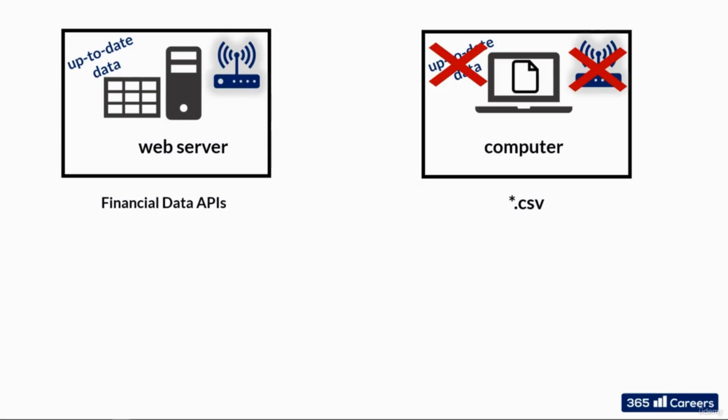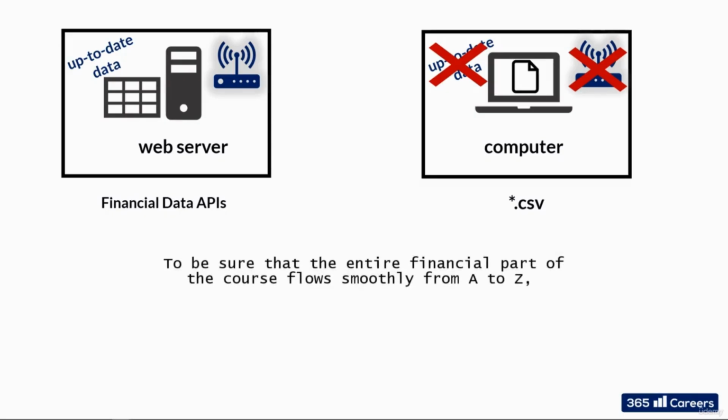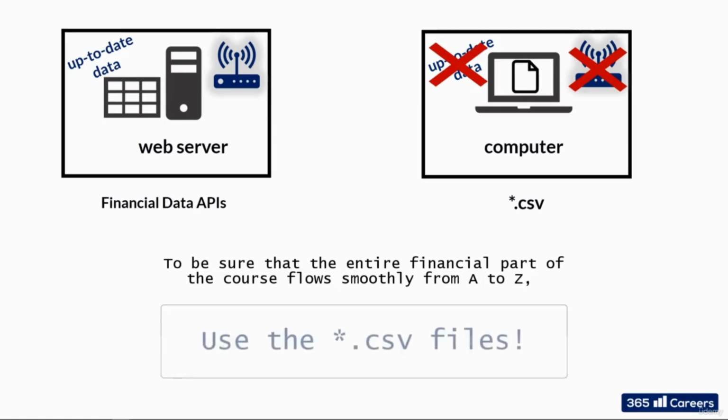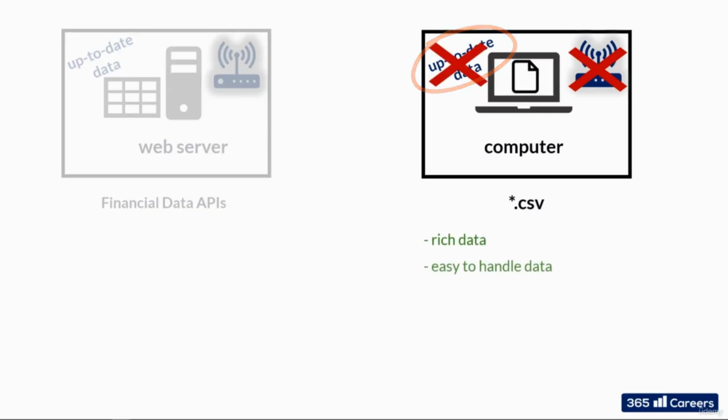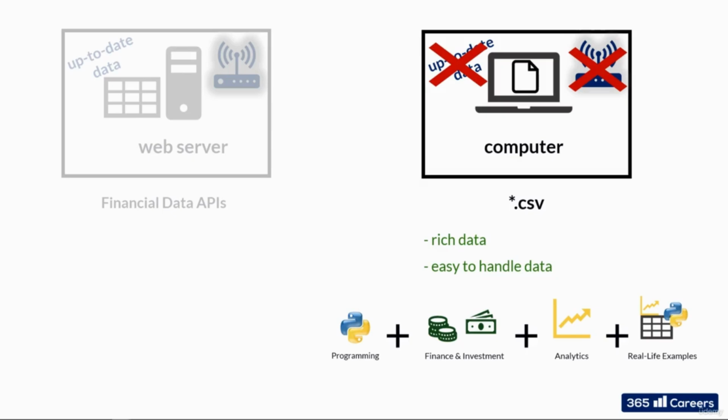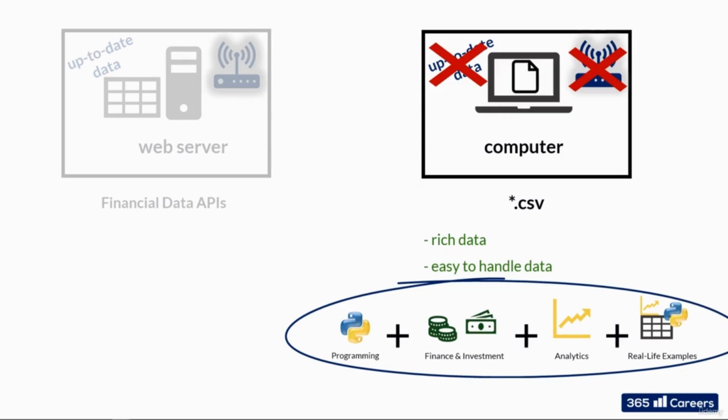So, focusing on our course rather than the constant appearance of new APIs, the statement we want to make here is the following. To be sure that the entire financial part of the course flows smoothly from A to Z, use the CSV files attached to the videos. Although the information contained there is not up to date, it will be most appropriate as it is the richest and easiest to handle data we can provide. It will allow you to focus on coding, financial theory, and the relation between the two. As we already mentioned, these are the most important skills you acquire in this course anyway.